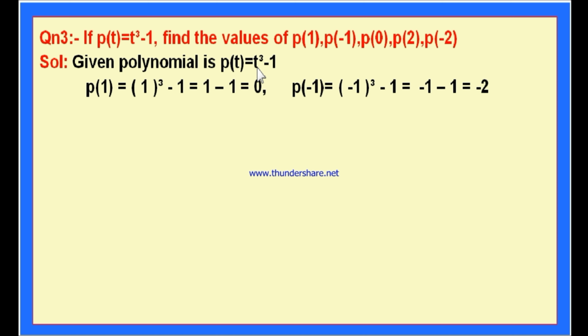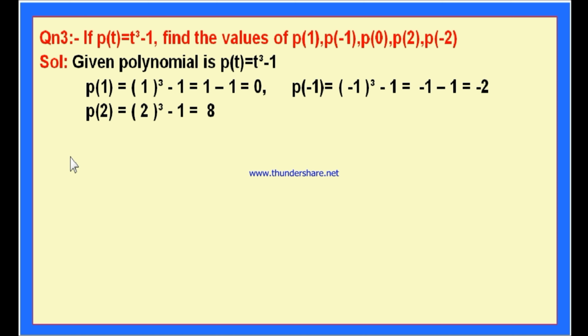Therefore substitute in the place of t, minus 1. Minus 1 whole cube minus 1. Minus 1 whole cube is minus 1 into minus 1 into minus 1, which is minus 1. Minus 1 minus 1 is minus 2. Therefore the value of p of minus 1 is minus 2.